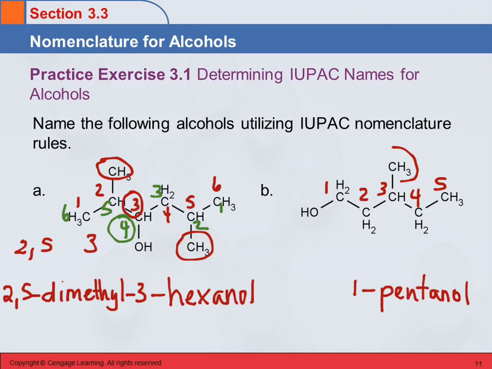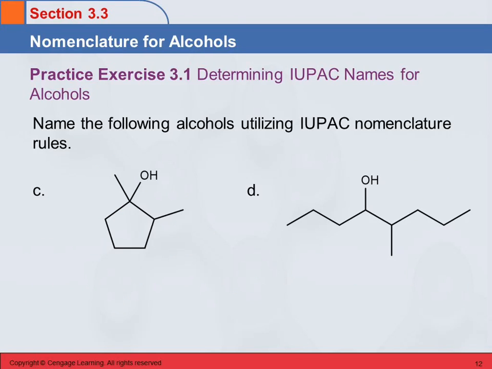We've got a substituent on here, a methyl group, and that's on the 3rd carbon. So 3 methyl, 1 pentanol. Remember, numbers are separated from each other by a comma. Numbers and letters are separated with a dash. Any questions? Couple more.